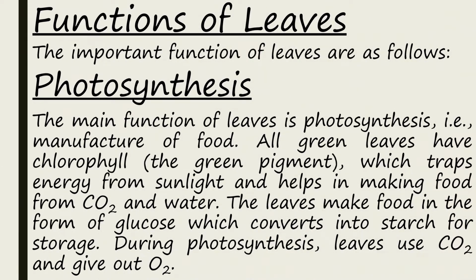Functions of leaves. The important functions of leaves are as follows. Photosynthesis. The main function of leaves is photosynthesis, that is, manufacture of food. All green leaves have chlorophyll, the green pigment, which traps energy from sunlight and helps in making food from carbon dioxide and water. The leaves make food in the form of glucose, which converts into starch for storage. During photosynthesis, leaves use carbon dioxide to give out oxygen.